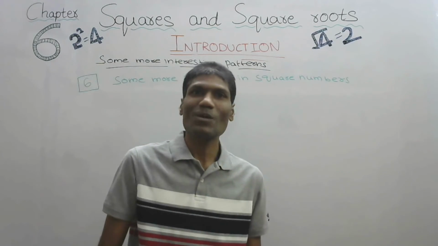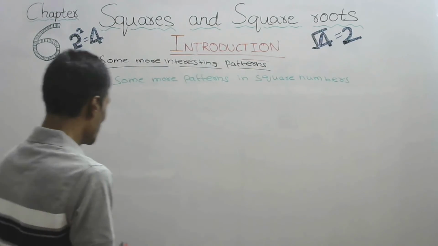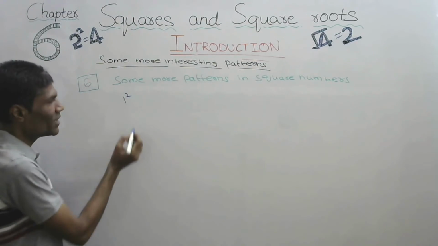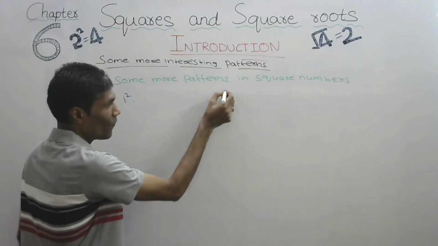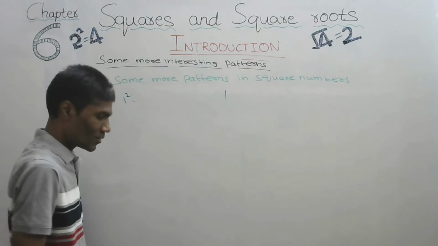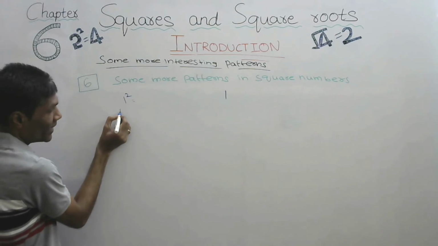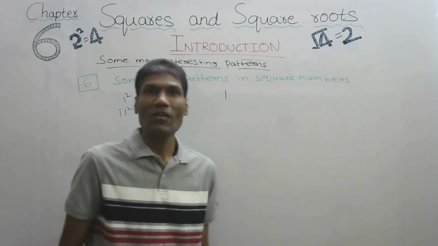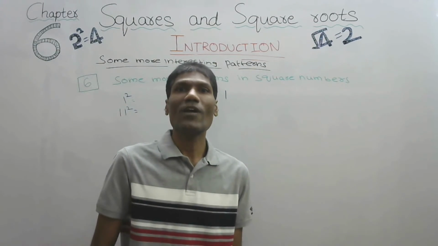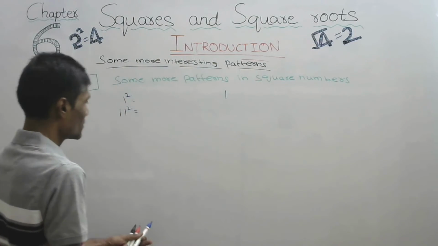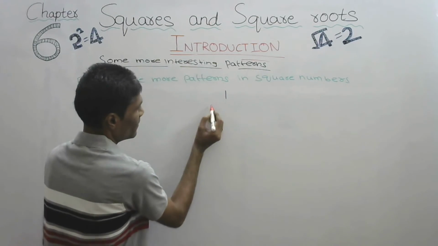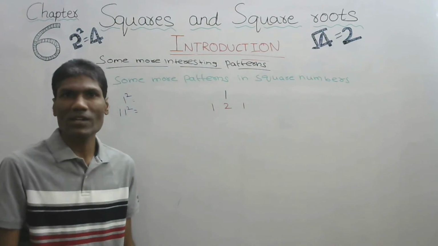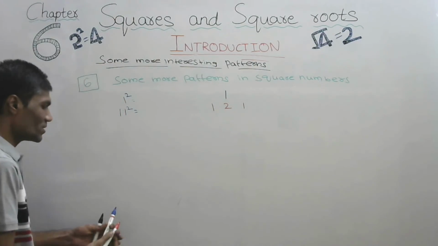Let us see some more interesting patterns. Say, what is 1 square? That is equal to 1. Okay. Now, let us see 11 square. 1 square is 1. What is 11 square? 121. So, what is great about it? Let us continue and see.